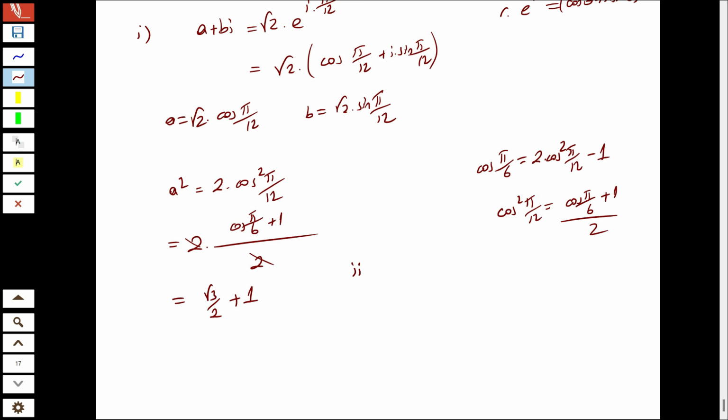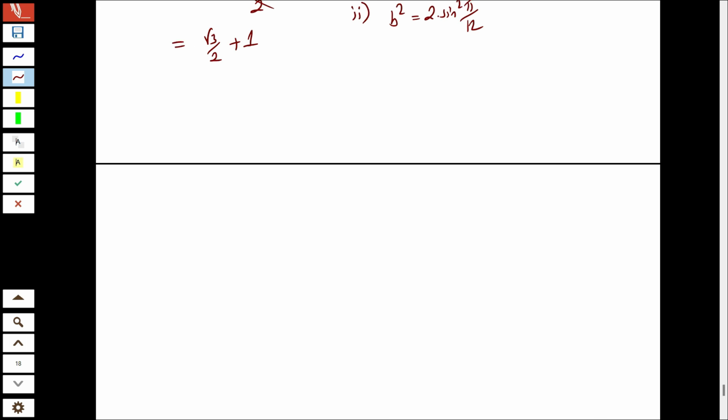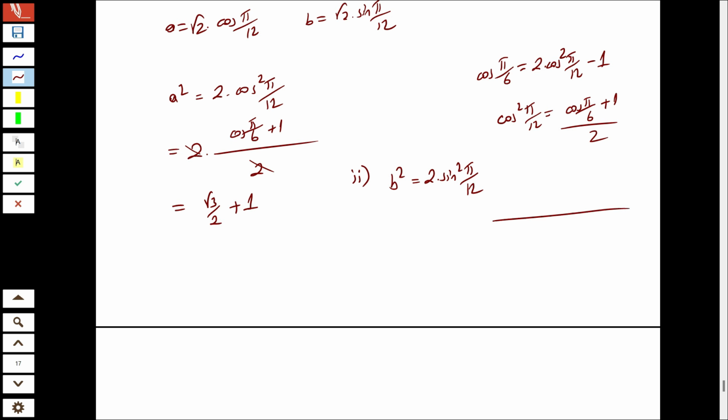And for the second question, we're gonna get now the square of b, which will give us 2 times again sine square pi over 12. And we will again apply the property of double angle of cosine. The second property is with the function sine. Let me write it. Yeah, cosine pi over 6 will be 1 minus 2 times sine square pi over 12.